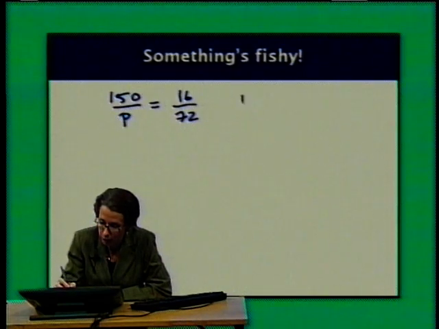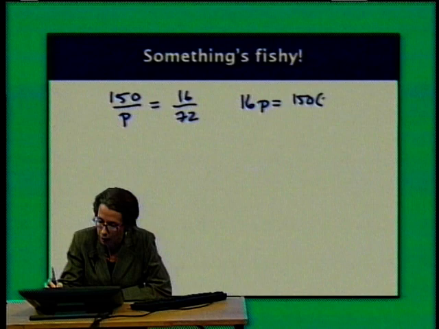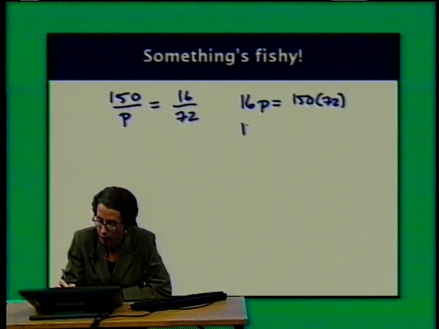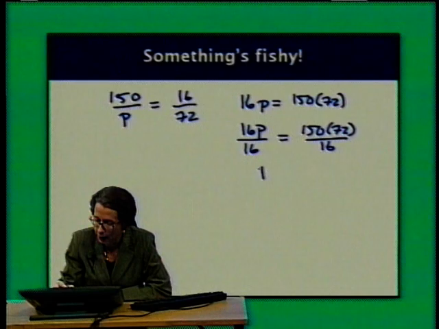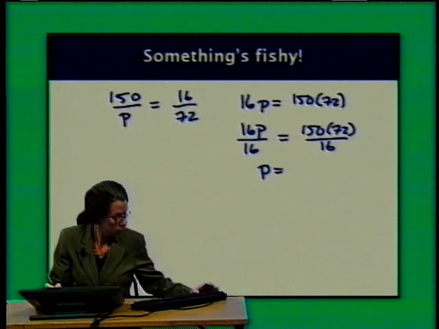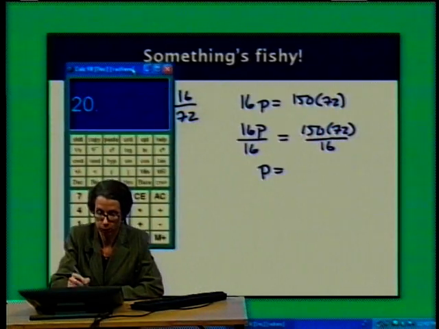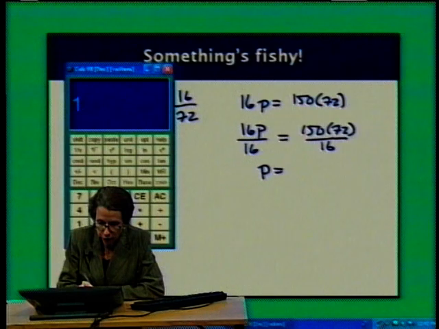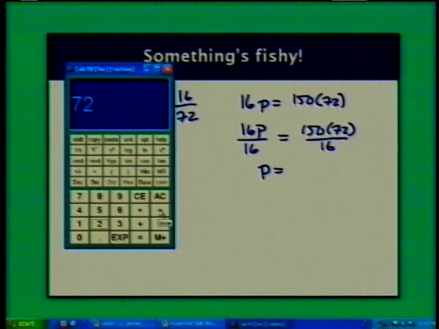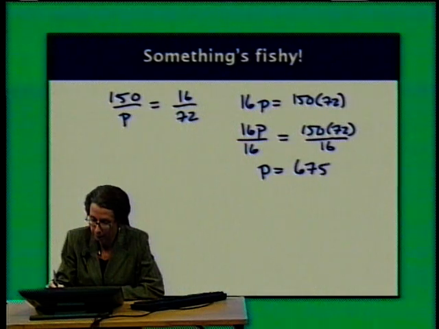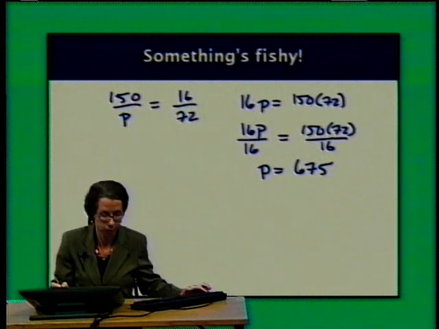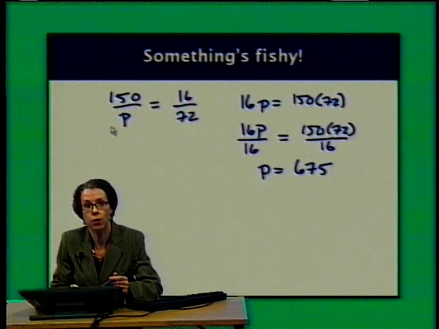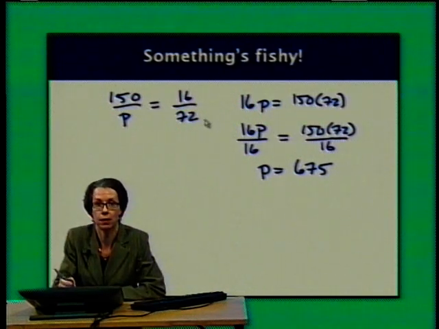Writing the equivalent equation, 16P equals 150 times 72. Dividing both sides of this equation by 16, I get P equals, so let me do this computation. I have 150 times 72, and I want to divide that by 16, and I get 675. So before I state a conclusion, let me just make sure that the fractions work out. I need to compare 150 to 675, and that should be the same as 16 to 72.